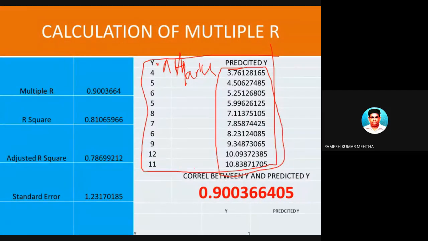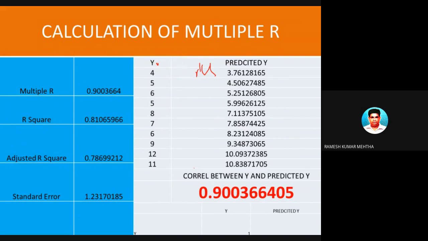So the values are 4, and the predicted is 3.765, 4.5, 6, 5.25, 5, 6, 8, 7.117, 7.856, 8.239, 9.35, 12, 10 and 11, 10.83. Now, if you apply correlation between y and y predicted, you will get 0.9. Please remember this is the R value. Correlation is always shown by the symbol R. Correlation in this case is 0.9, which means it's a very strong model.